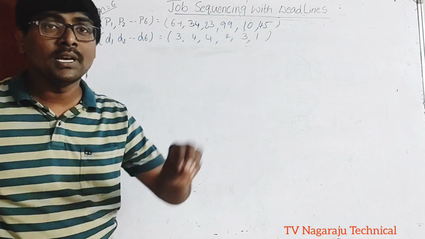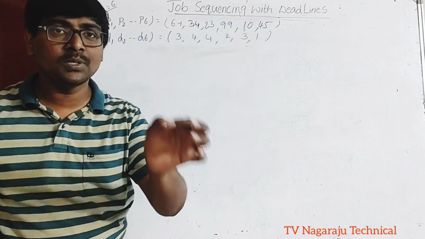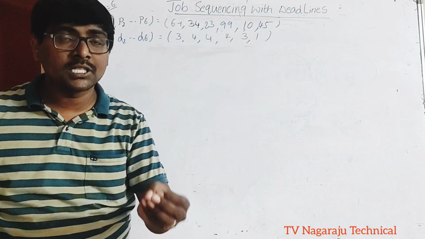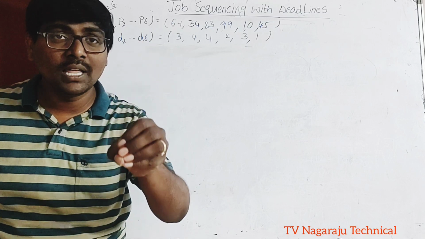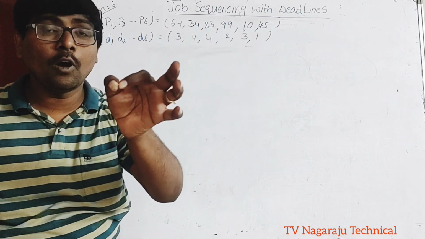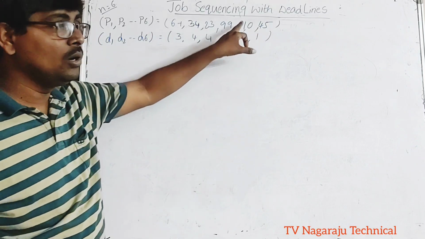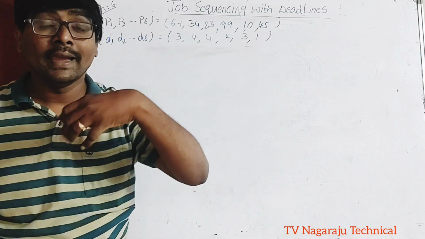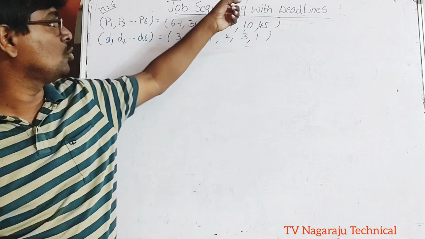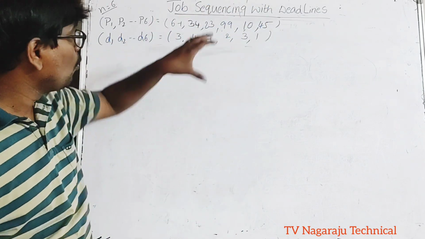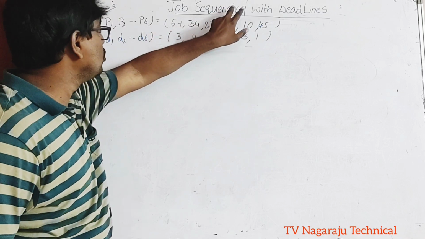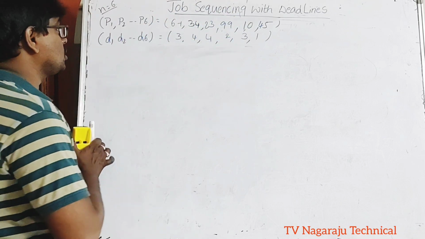What is the concept? You are given n number of jobs. Each job is associated with a deadline. Your aim is to execute the jobs within the deadline to get maximum profit. That means not only completing the job within the deadline, but at the same time getting the maximum profit by the execution of the jobs. Now we are implementing this job sequencing with deadline by using the greedy approach.